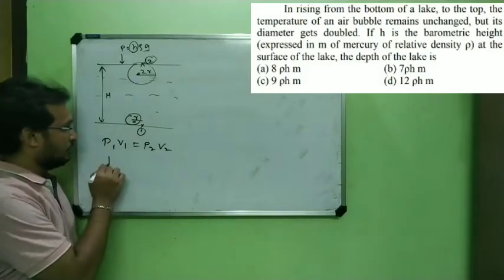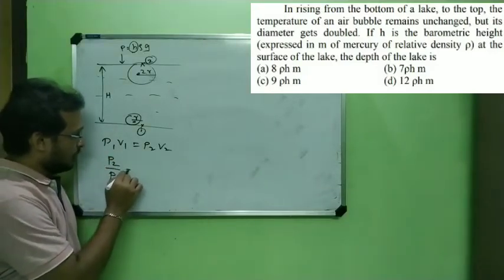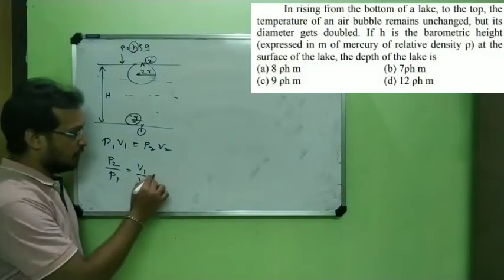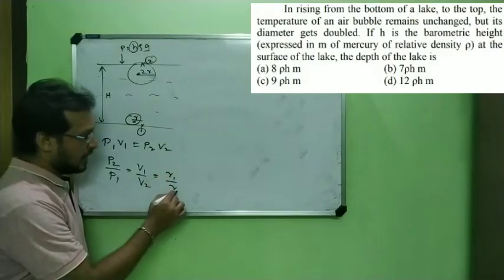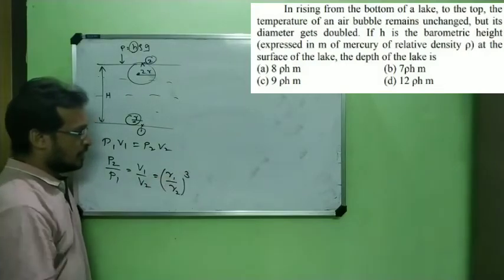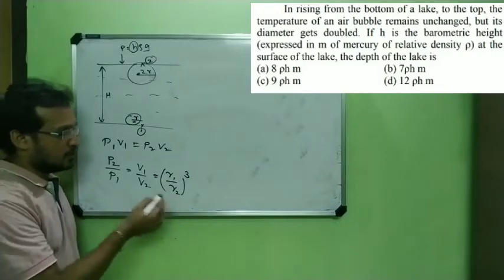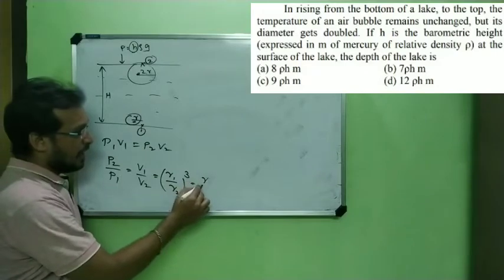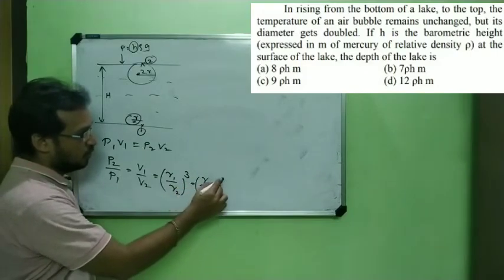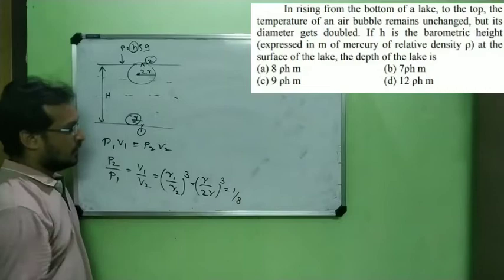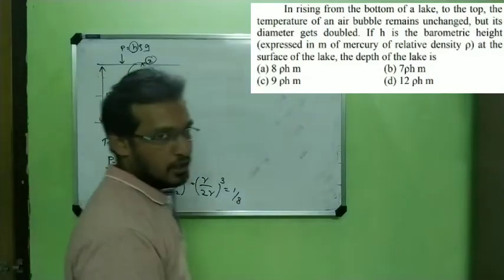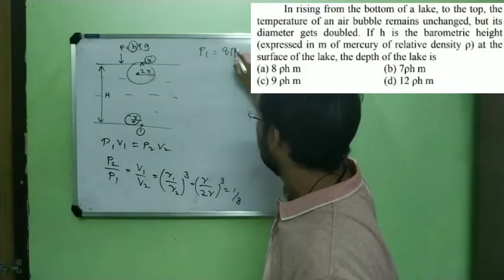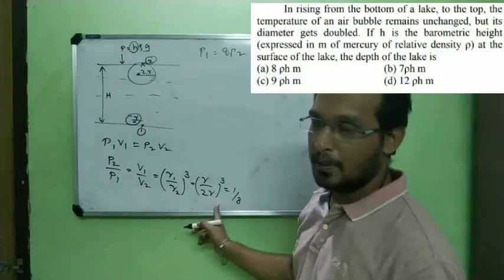So P2 by P1 equal to V1 by V2. We already know that volume is directly proportional to the cube of the radius, so V1 by V2 is R1 by R2 whole cube. R1 by R2 is R by 2, the whole cube, so you will get 1 by 8. Now listen carefully. When you cross multiply, you get P1 equal to 8 P2.